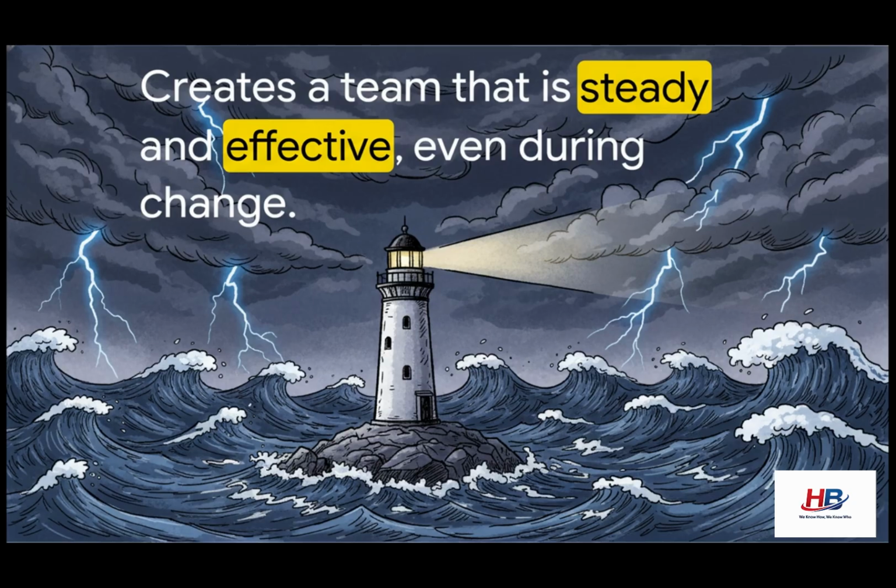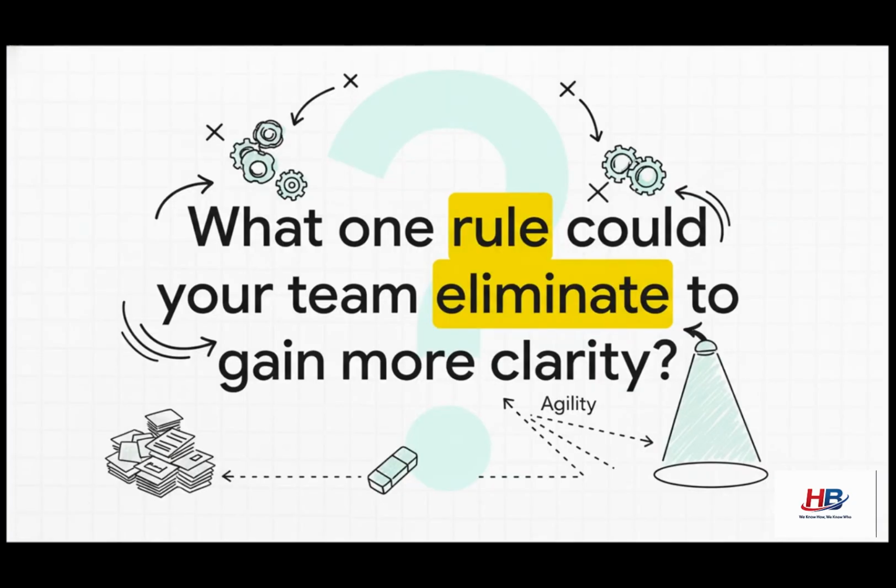So, I want to leave you with a question to really chew on. Think about your own team. What's one rule, one process, one piece of red tape that you could just get rid of tomorrow? Something that would immediately give your team more clarity. Because sometimes the path to becoming more agile doesn't start with what you add. It starts with what you have the courage to take away.